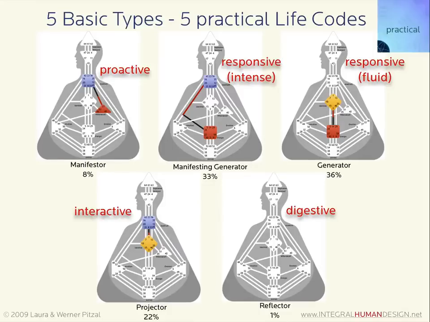And then finally the reflector. The reflector has the digestive life code. And it's digestive because really life is pouring through you all the time. And if you're a reflector, nothing has to stick to you. So your code is really about finding the right environment. So you have to literally take it in. You have to digest the community around you, the countryside around you, the people, your house, the bricks, the everything.